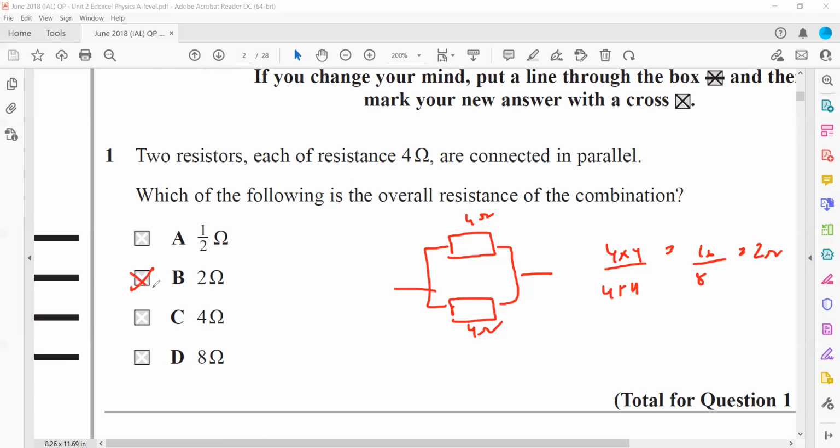But remember, this formula is only valid for 2. The product divided by sum is valid for 2. If there were 3, then I will use the expression 1 over RT equals 1 over R1 plus 1 over R2 plus 1 over R3 and so on.